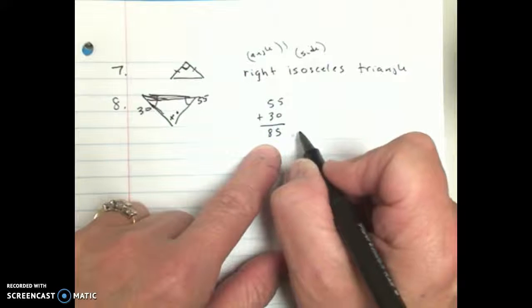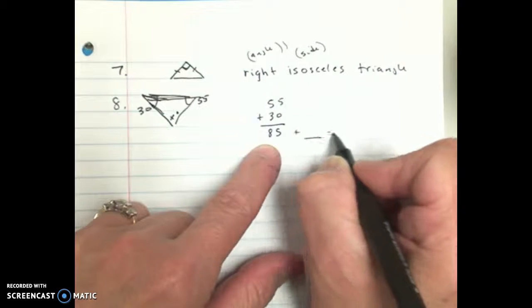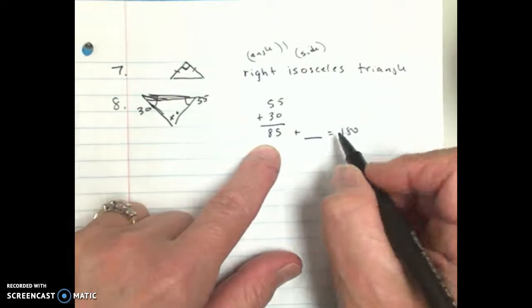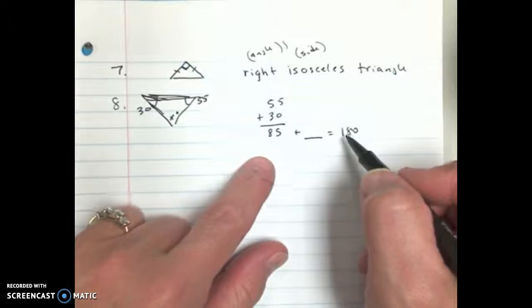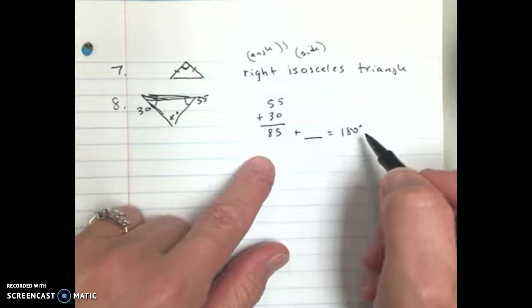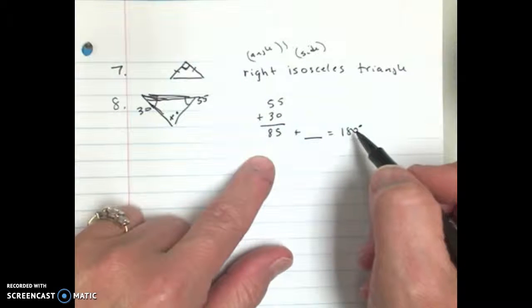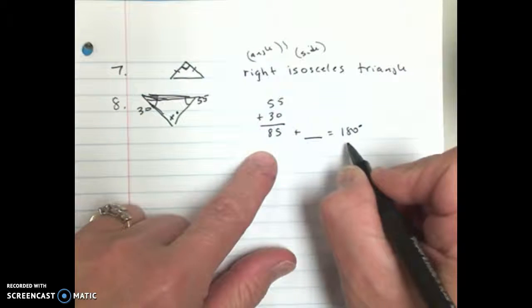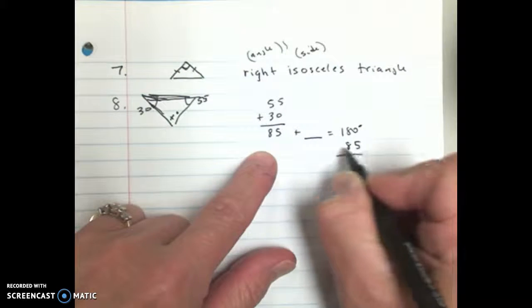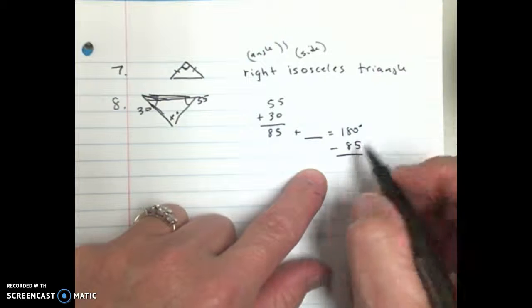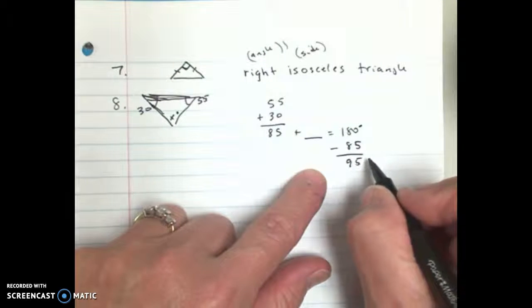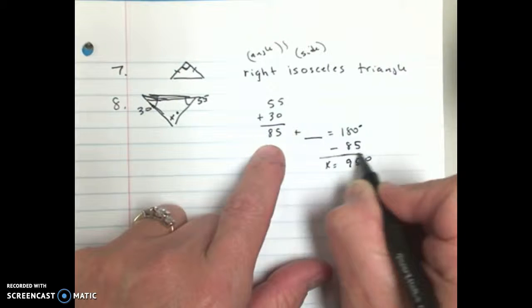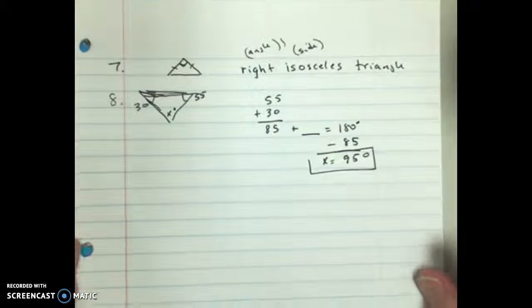And so we want to know what 85 plus what is equal to 180, because that would be the total degrees in a full triangle. So of course, if we take 180 and subtract 85, we would get 95 degrees. So our missing angle x is equal to 95 degrees, and you can box your answer in like that.